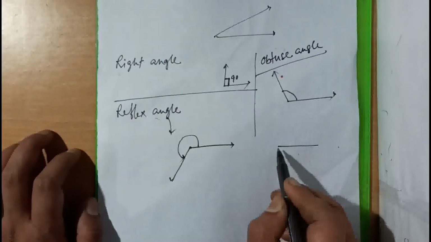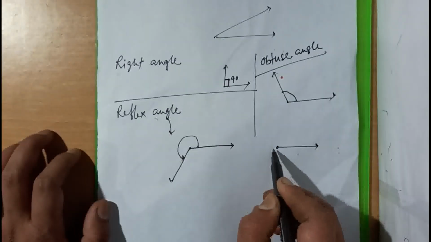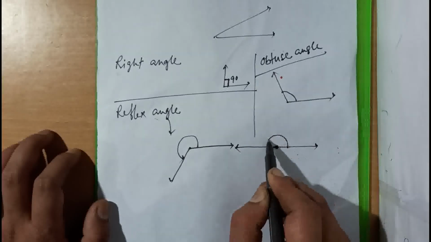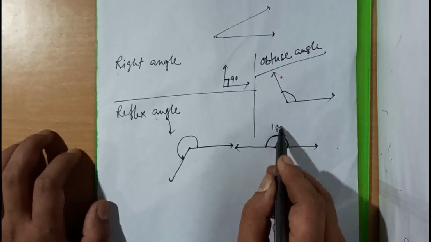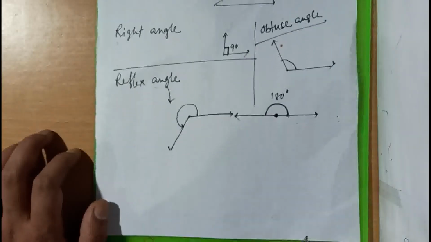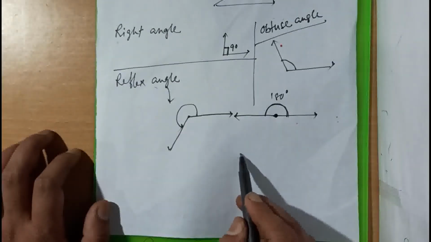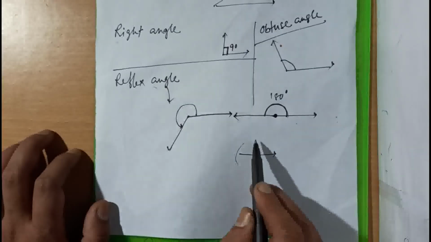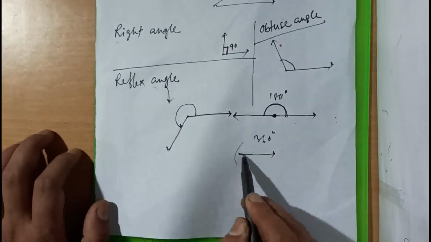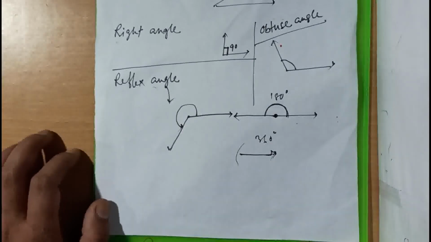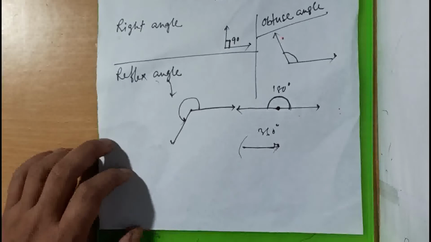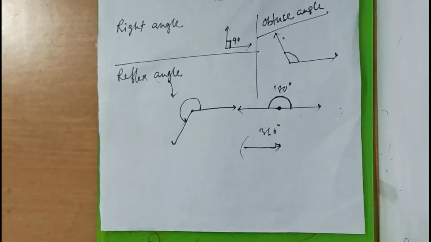And then one more angle: whenever two rays are opposite to each other, they will form a 180 degree angle, which is known as straight angle. And at last, if the rotation is completed, it will complete 360 degrees, which is known as complete angle. So this is about the angles you learnt in your lower classes.